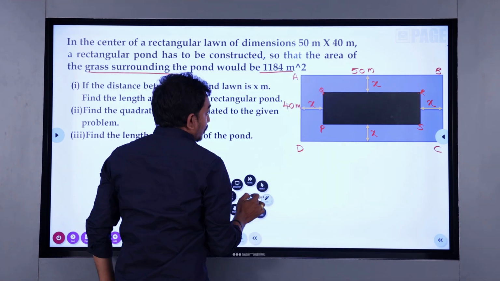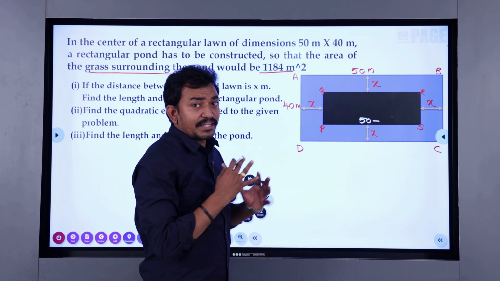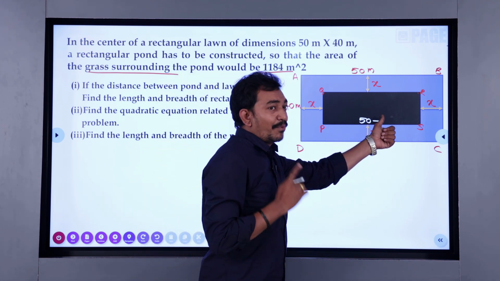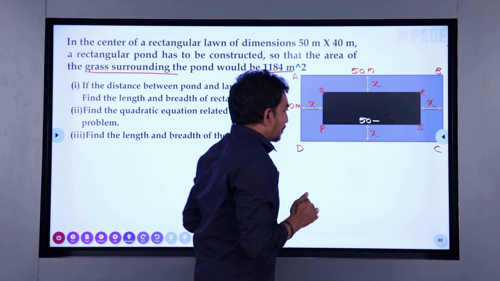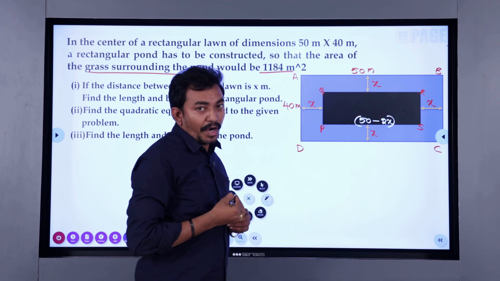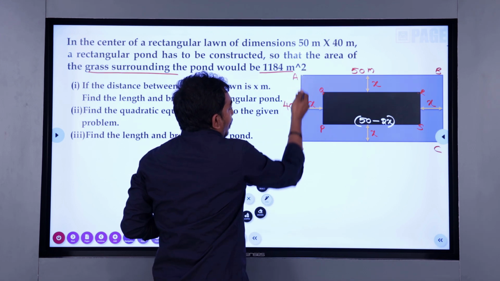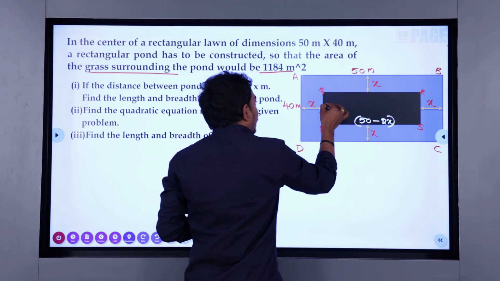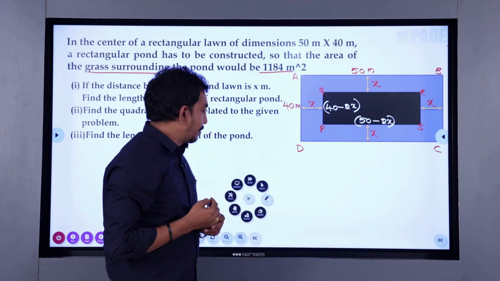How to get that, guys? So this would be 50 minus, what are the dimensions that you have to subtract? Instantly most students will place this as x, but if you observe keenly, 1x has to be subtracted on this side and 1x on that side also, which is 50 minus 2x as the length of the pond. Similarly, what would be the width of the pond? Out of this 40 length, x at the top and x at the bottom is given for the grass. The balance part would be 40 minus 2x. This would be the width of the pond.